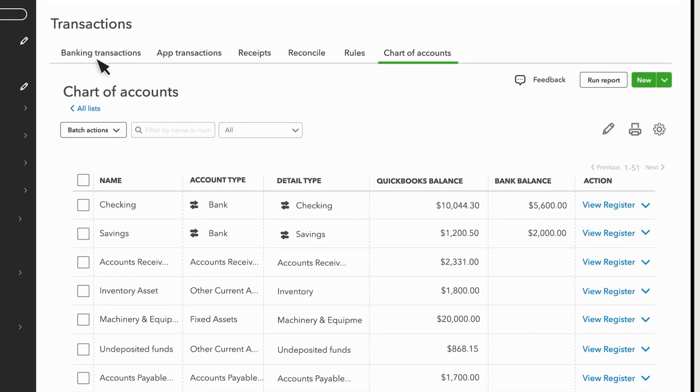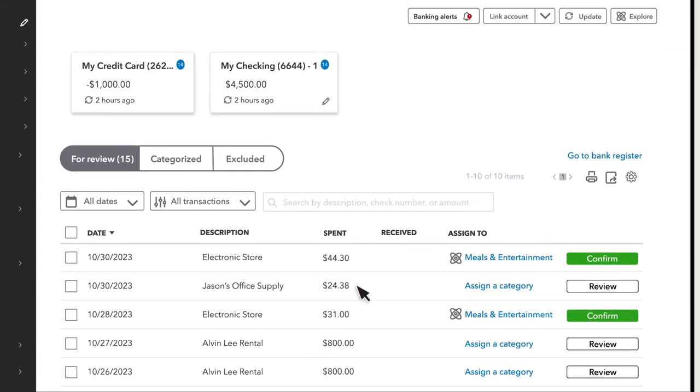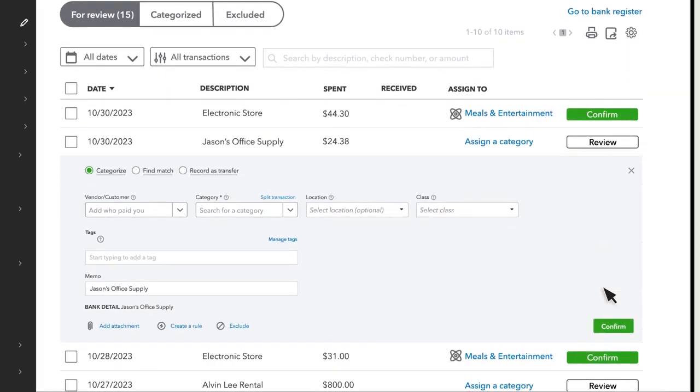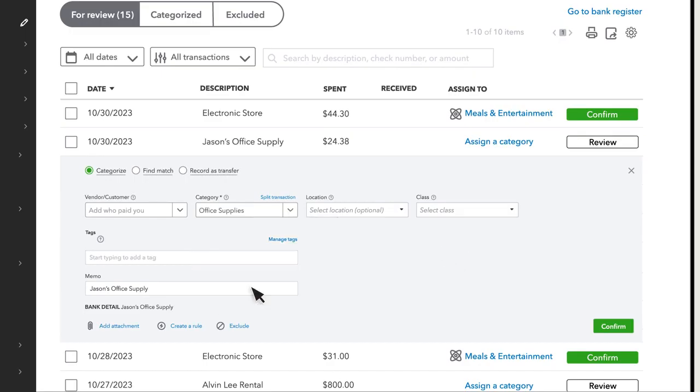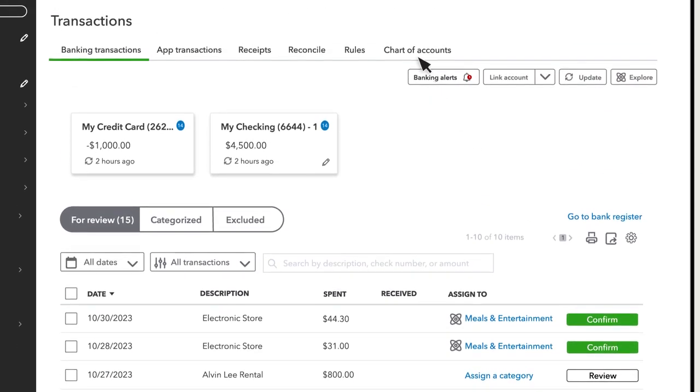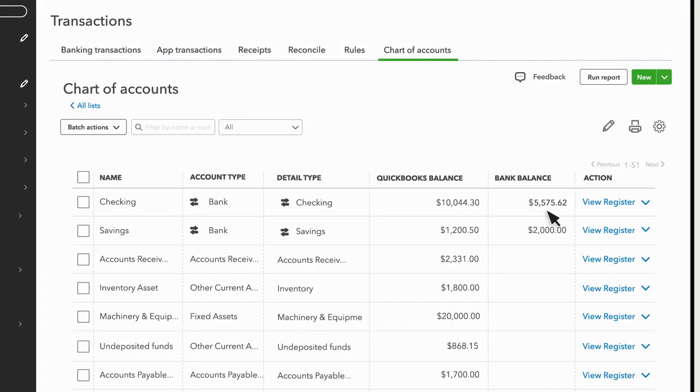Open the Transactions screen. You see a purchase of some staplers for the office. The transaction is already assigned to the correct bank account. You just need to enter the correct category for why you spent the money. Office supplies, an expense account. Back on the chart of accounts, the balance for the bank account decreases by what you spent on the staplers.